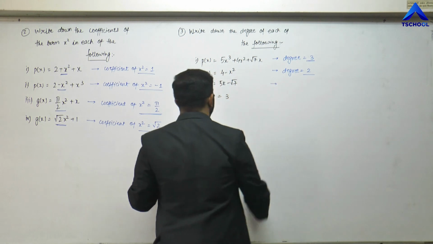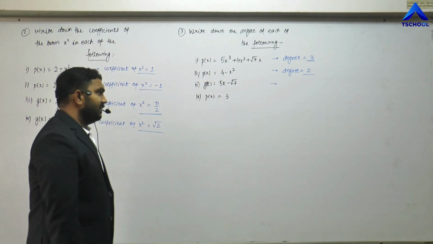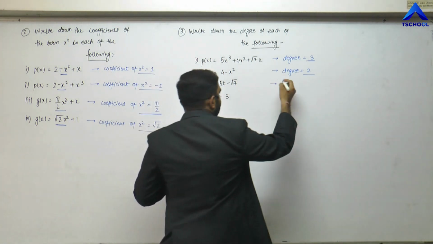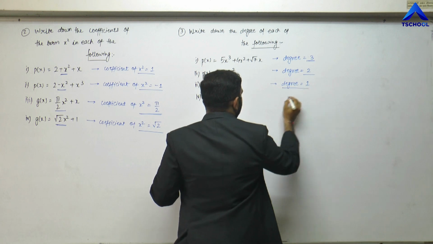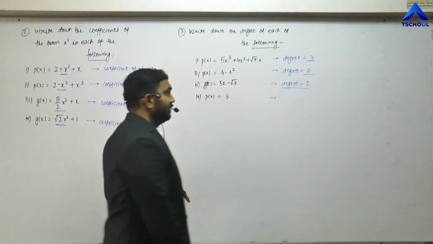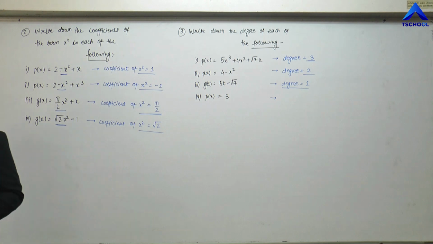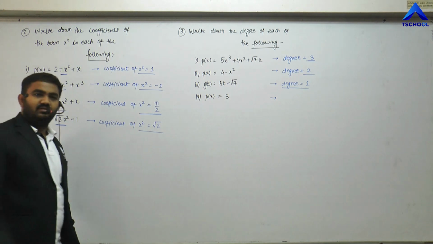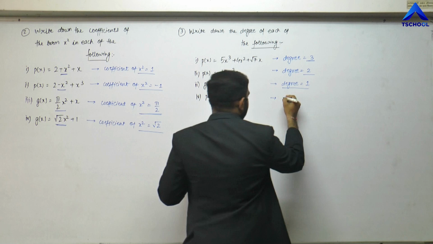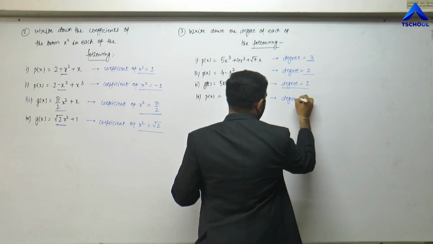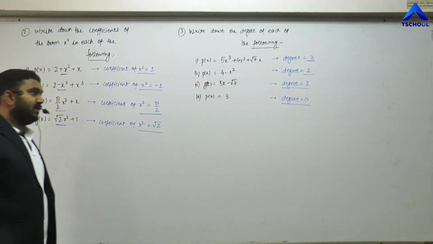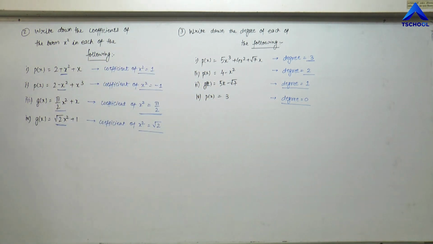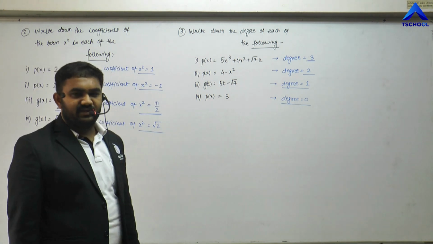Similarly for the third one, g of t is equal to 5t minus root 7. Again here the degree is 1, right? And for the last one, this is an example of a constant polynomial, and hence the degree of a constant polynomial is 0. Is it clear, friends? So we got the degrees. The first one has a degree 3, the second one has a degree 2, the third one has a degree 1, and the fourth one has degree 0.